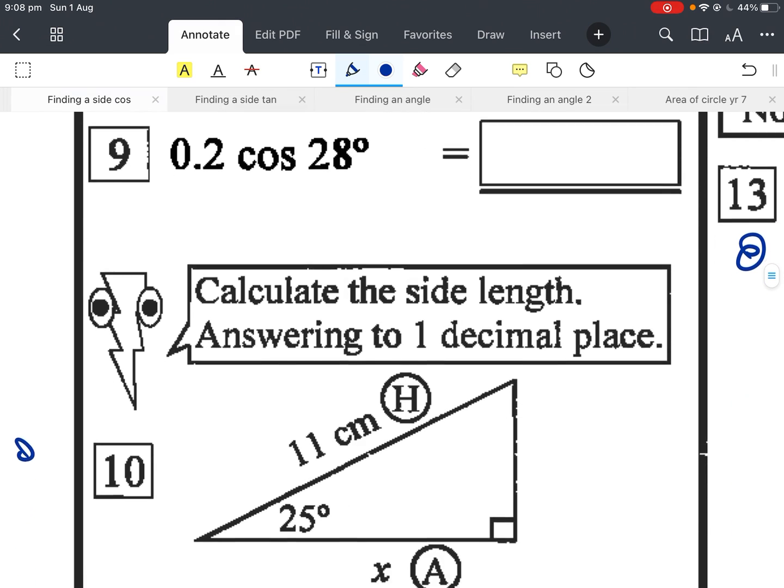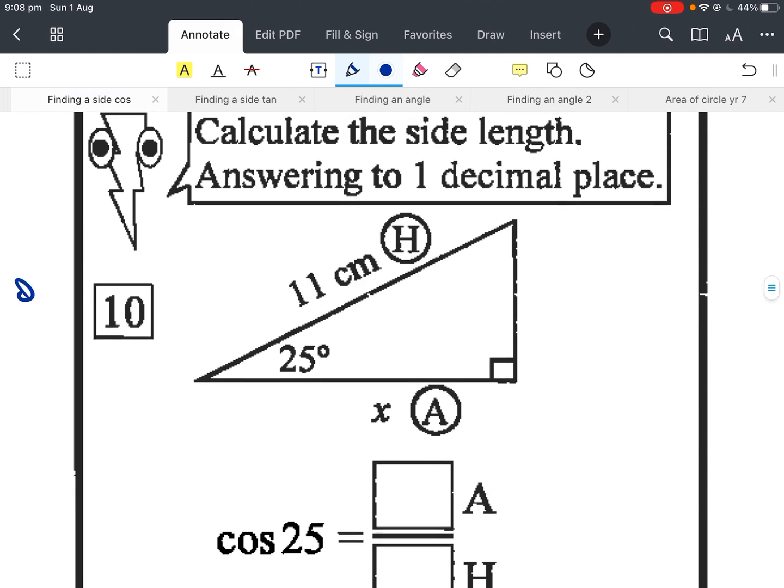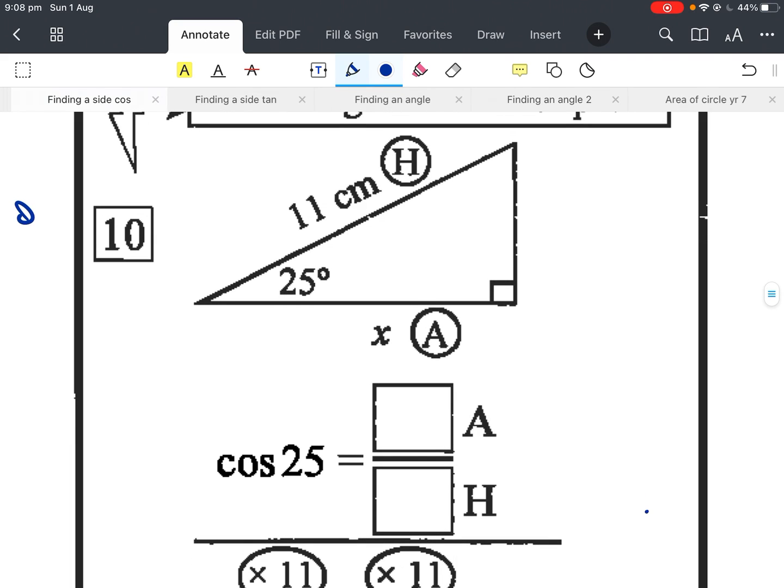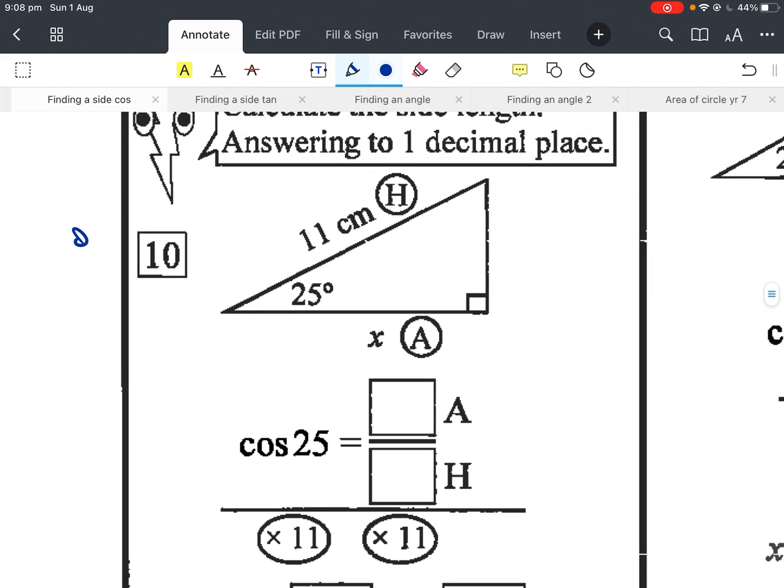Okay, let's move on. Now if you did the sheet the other day, you might follow this again. The first thing we always do when we're doing an actual problem with a triangle is label the sides. Now this has been done for us, hasn't it? So label the sides first of all with an A and an H.